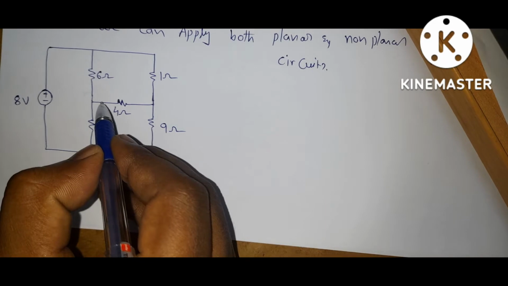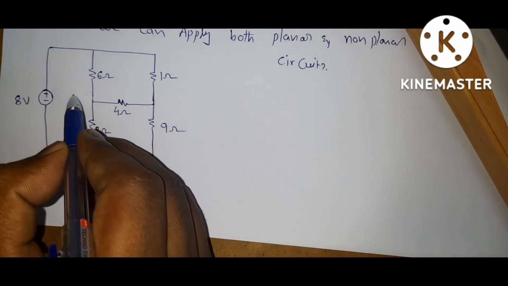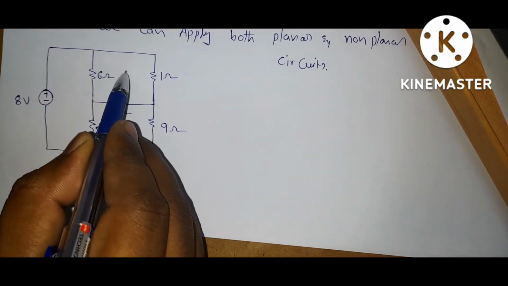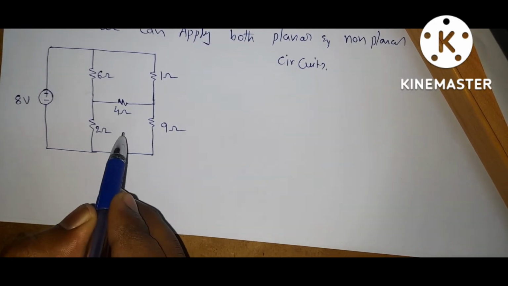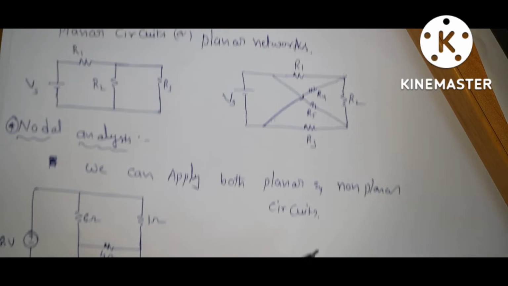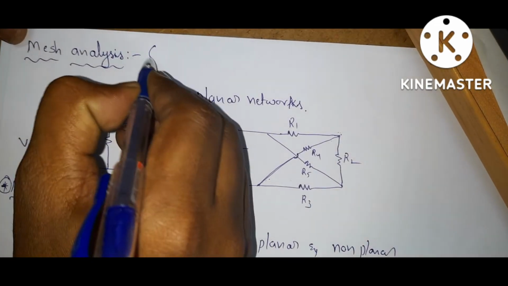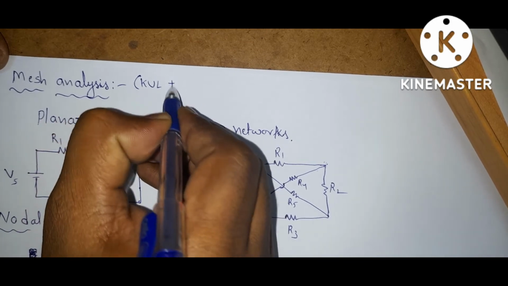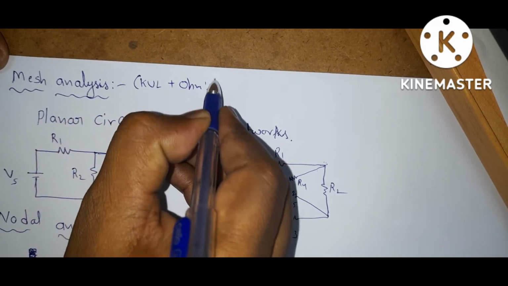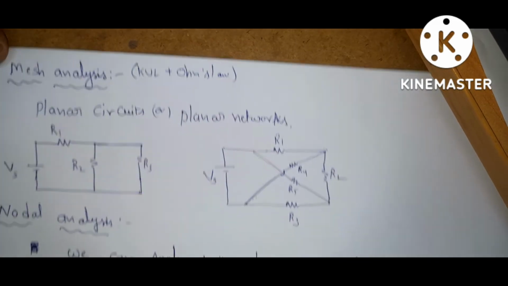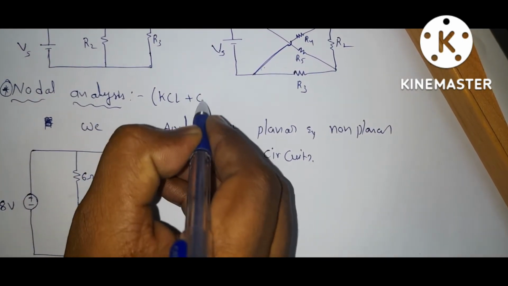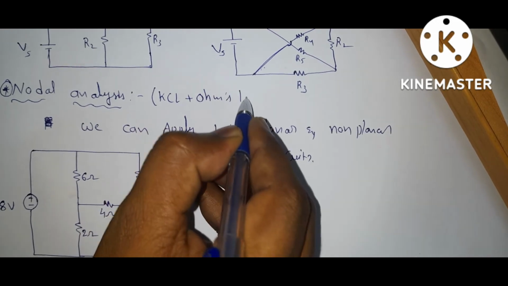Here we have 3 loops, totally 3 loops. This is one closed loop, this is another closed loop, and this is another closed loop. Mesh analysis is nothing but KVL plus Ohm's law. Similarly, nodal analysis means KCL plus Ohm's law.